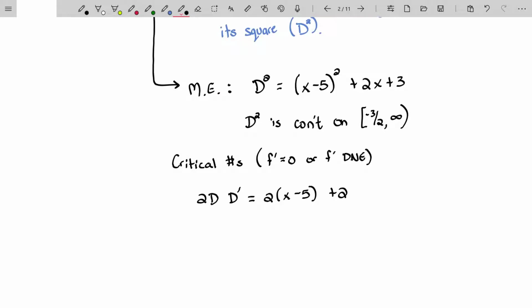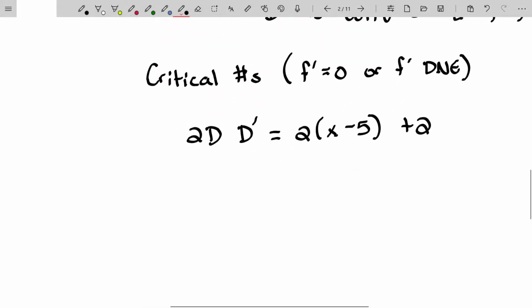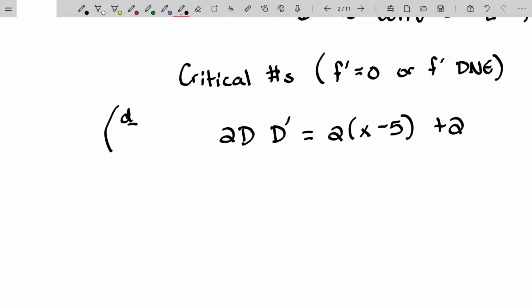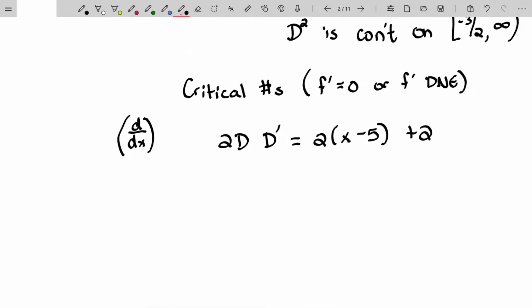So I just took the derivative of both sides with respect to x. That's probably the most significant difference between optimization problems and related rates problems. In optimization problems, you're just taking derivatives with respect to the variables that are currently present, versus in related rates, it's almost always a derivative with respect to time. Here, I took the derivative with respect to x because d is a function of x.